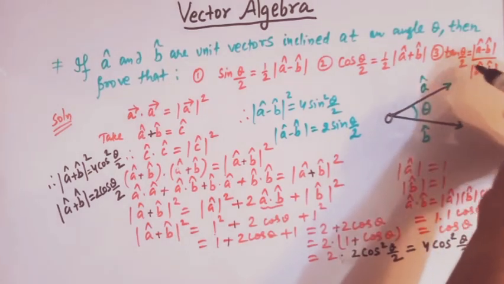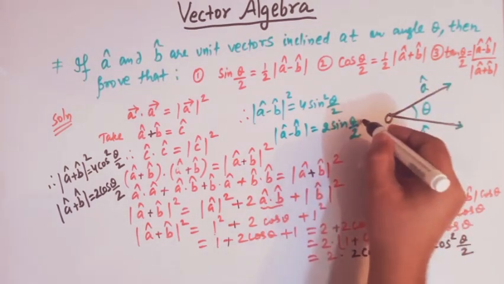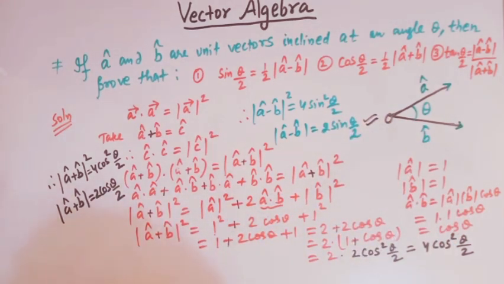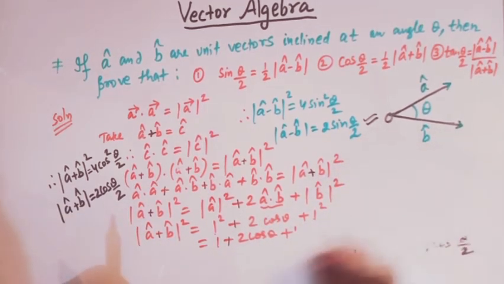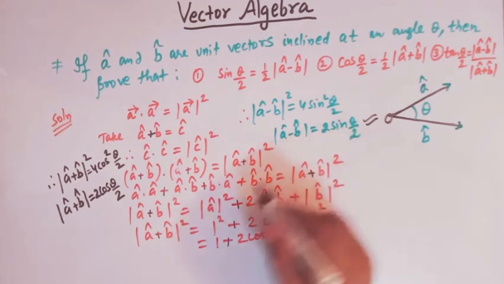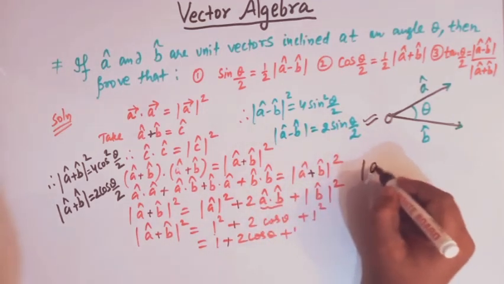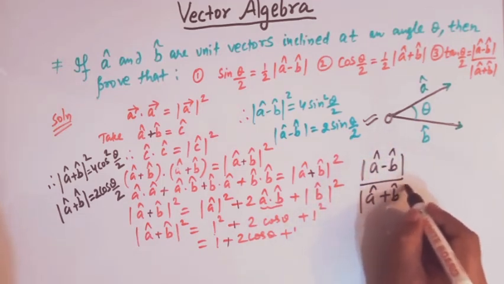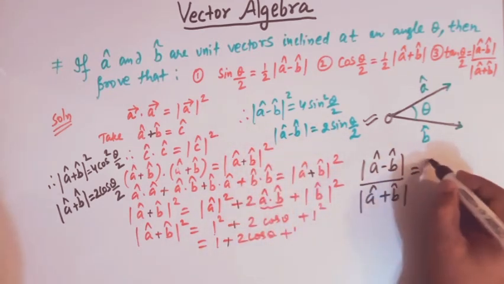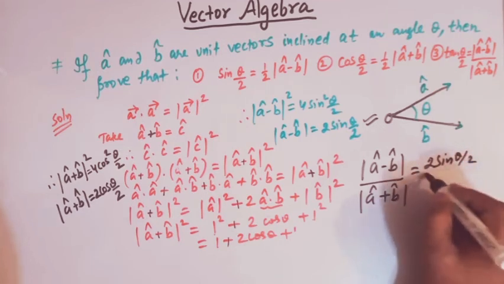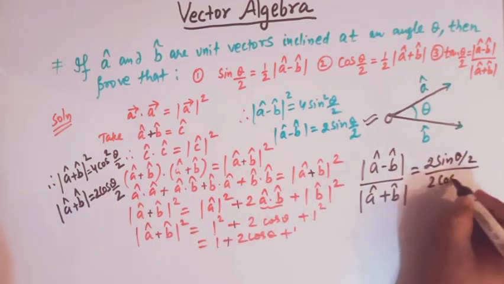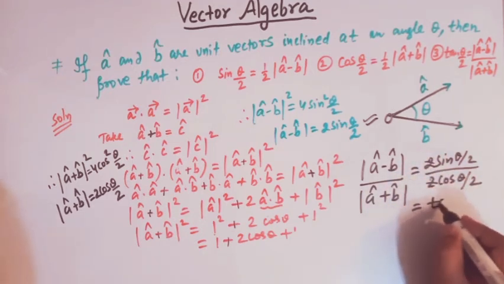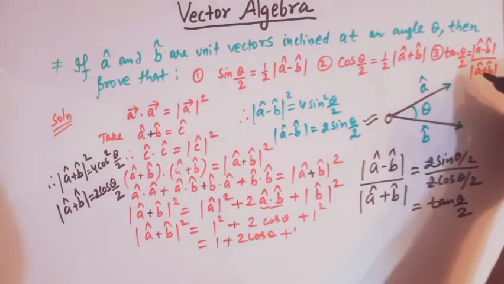Now in order to obtain the third result, what we will do, we will divide this expression by this expression. So we can divide these two equations. So we have the magnitude of a cap minus b cap divided by magnitude of a cap plus b cap, and here we have 2 sine theta by 2, and here we have 2 cos theta by 2, and if we cancel these two, we have tan theta by 2. So this is our third result, right?